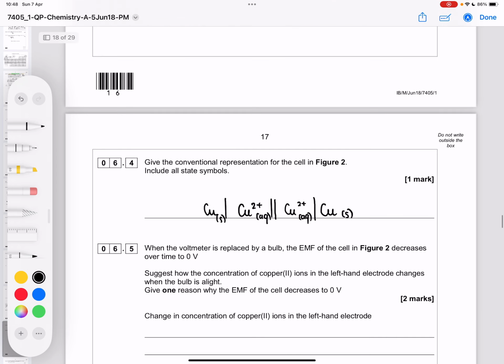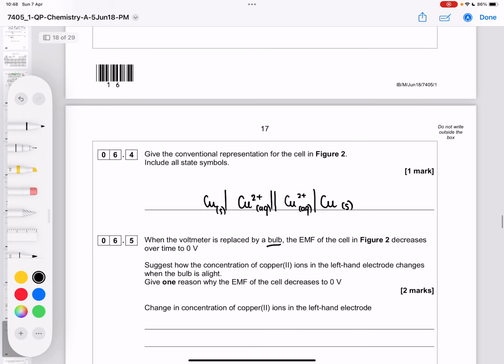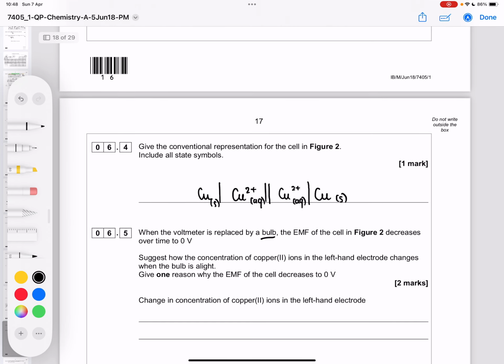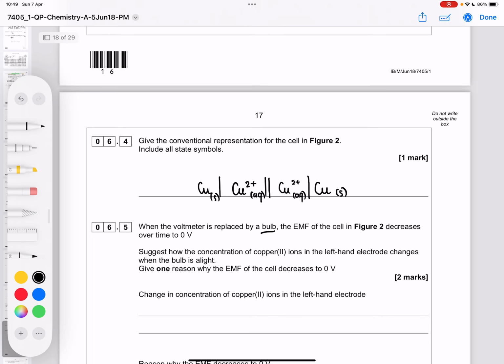When the voltmeter is replaced by a bulb, that means that the electrons actually start to flow. Remember, the high resistance voltmeter just measures that push and pull and stops the electrons flowing. The EMF of the cell decreases over time to 0 volts. So over time, it eventually becomes 0 volts.